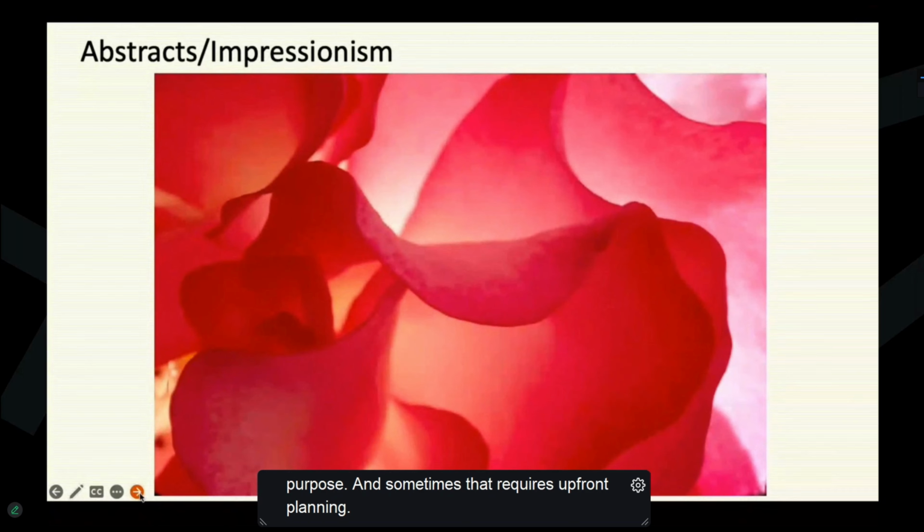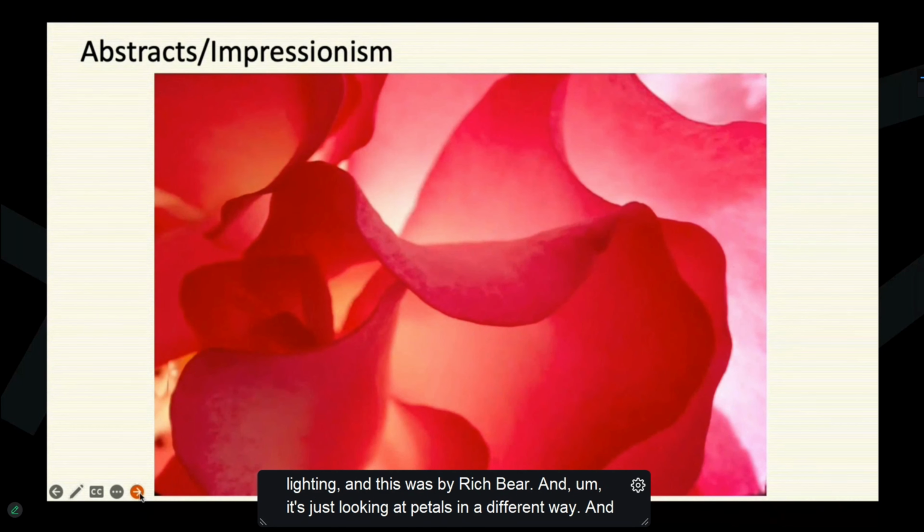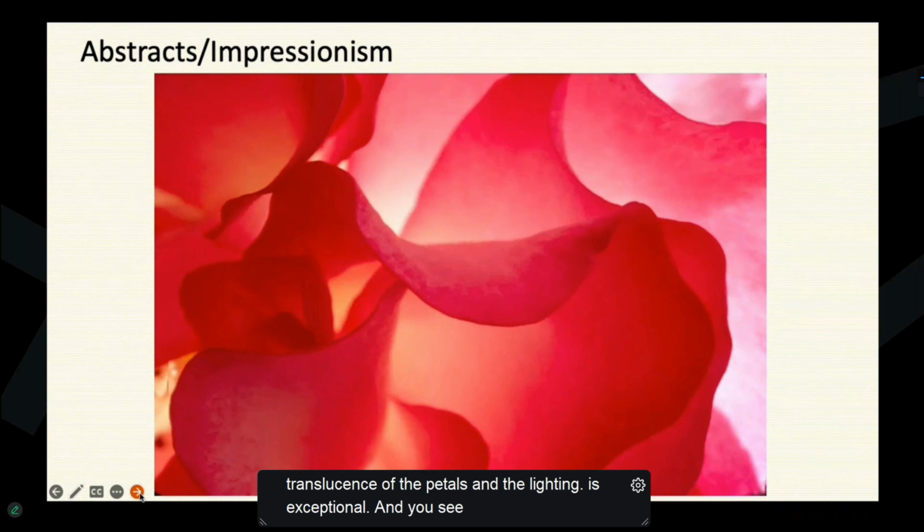And this is a simple way to capture an abstract photo. This has to do with lighting, and this is by Rich Bear, and it's just looking at petals in a different way. The reason this works is it shows the translucence of the petals, and the lighting is exceptional, and you see the movement in this photo.